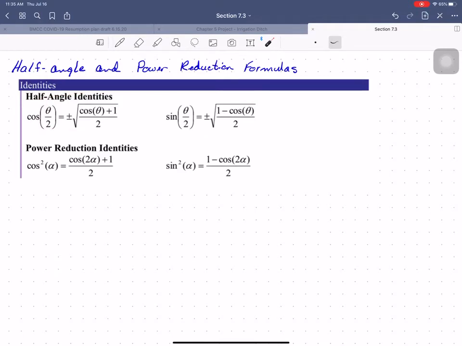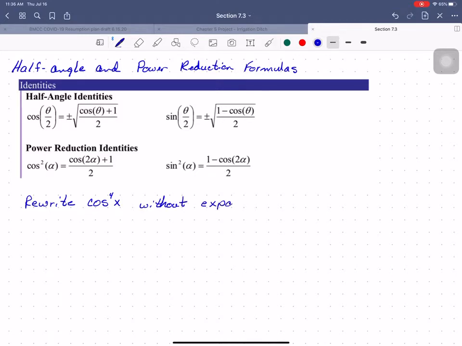So we're going to, real quick, just do a couple of examples using these half angle identities and the power reduction formulas. The first thing we're going to do is work with the power reduction identity. What we want to do is rewrite something like the cosine of x to the 4th power without any exponents.